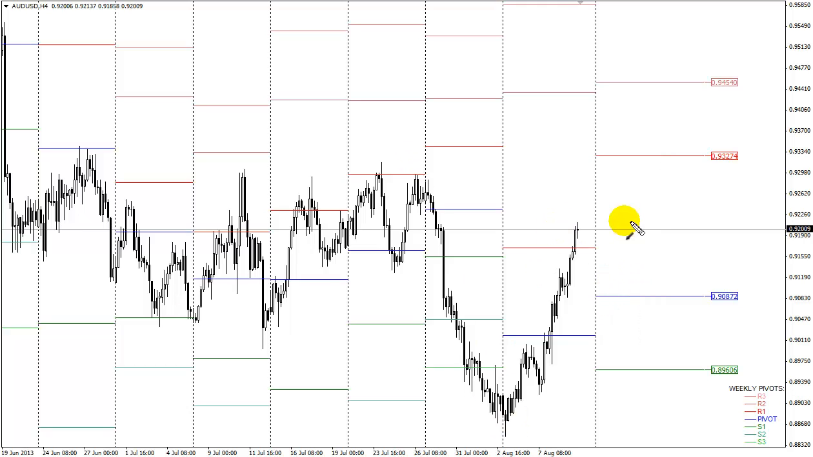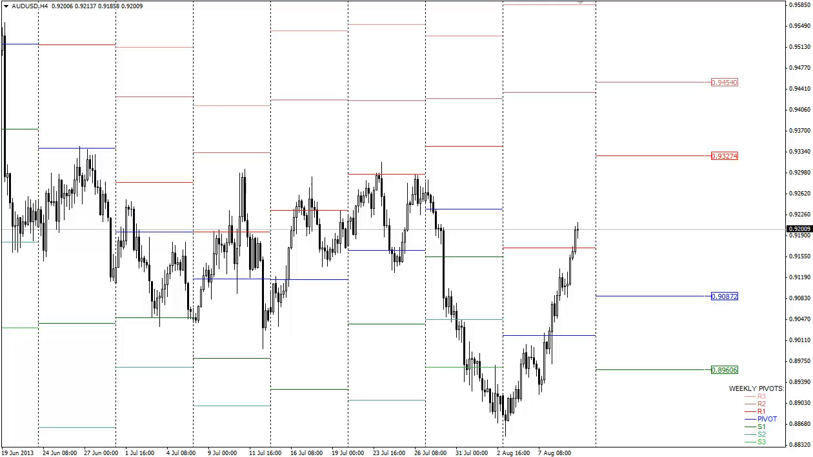Maybe the market can first test the pivot resistance 1, return to retest the pivot point, and only after this return to the upside. So this is good for the development of bullish sentiment on the week. By the way, this is the 4-hour time frame showing the weekly pivot points.